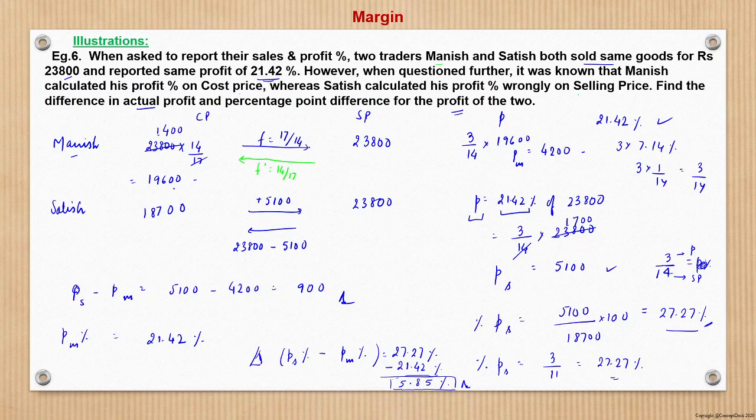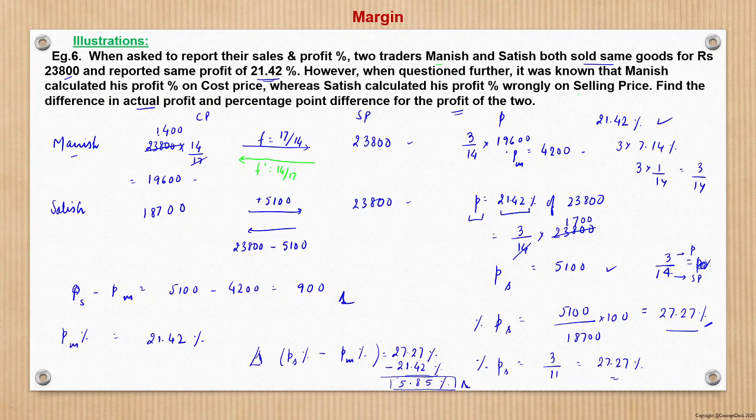So I will just revise this once again. We were given that Manish and Satish, two traders, sold the same value of goods, same selling price. Both of them are saying they have obtained the same profit. However, when questioned further, Manish told that he calculated the profit percentage over CP. That is correct. However, Satish calculated over selling price. That is not correct. Right. So now we will try to find out what are the actual profits made by each of them and what is the actual profit percentage made by each of them.